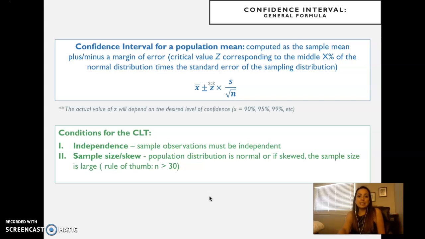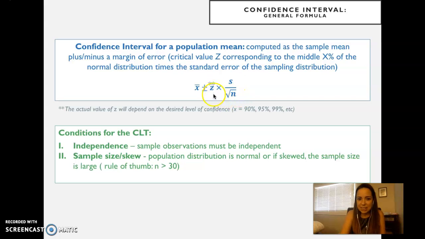So confidence interval, let's look at the general formula for it. The confidence interval for a population mean is computed as the sample mean plus or minus a margin of error, which is computed by a critical Z value that will provide the margins for the middle X% of the normal distribution, times the standard error of the sampling distribution, which is the standard deviation divided by the square root of n. And that X value here could be 90%, 95%, 99%, etc. We will unpack this in the next slide.